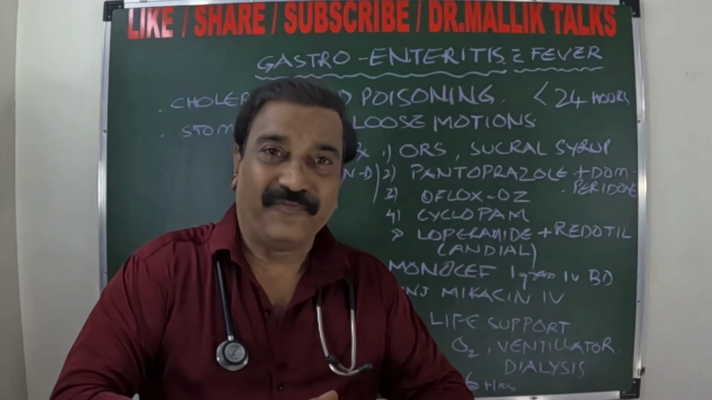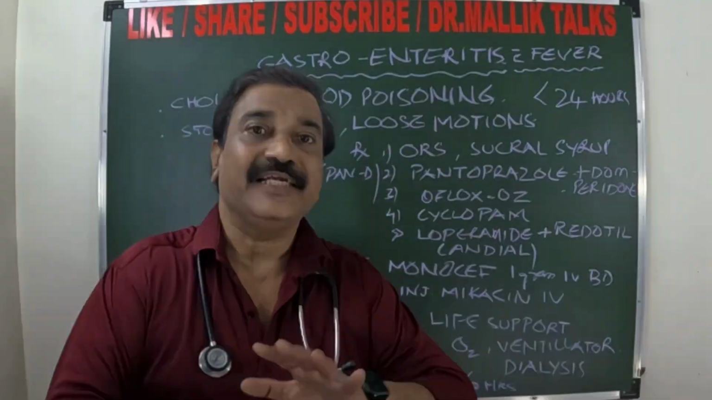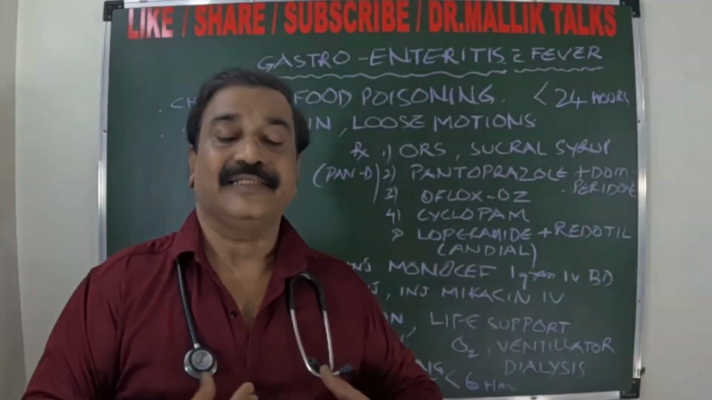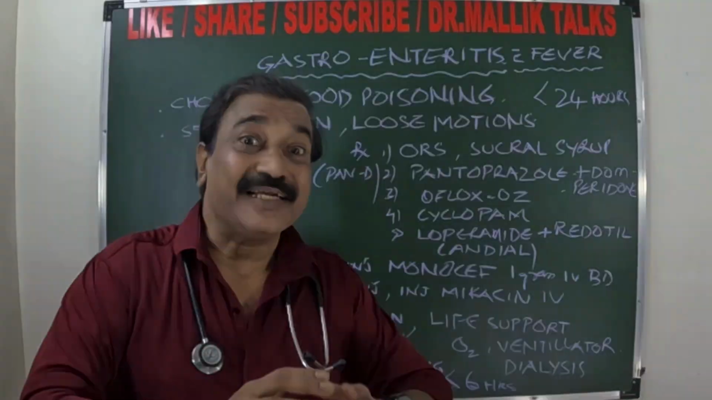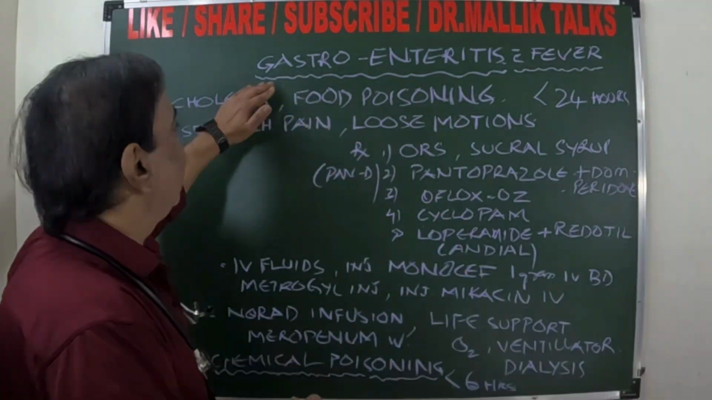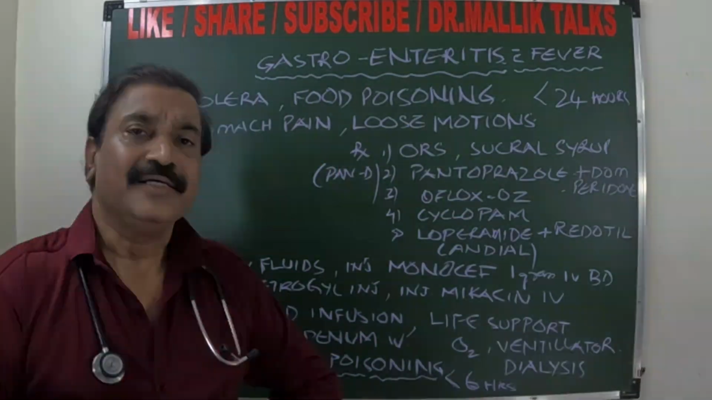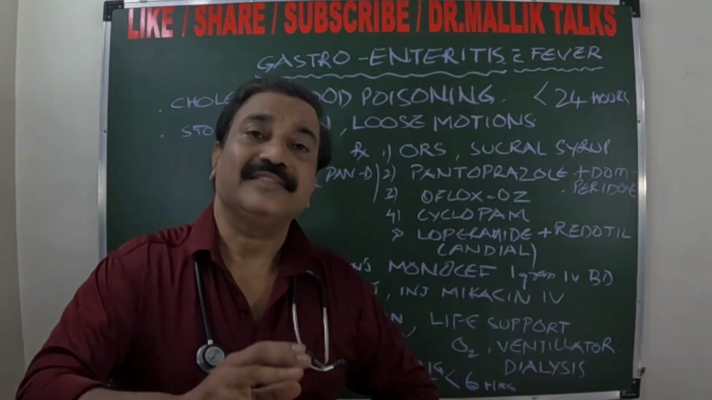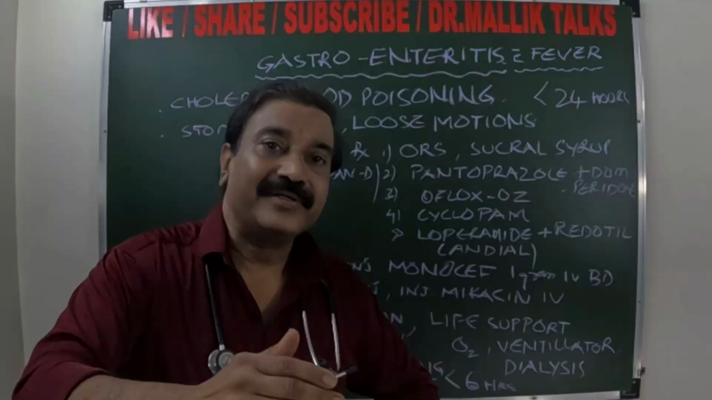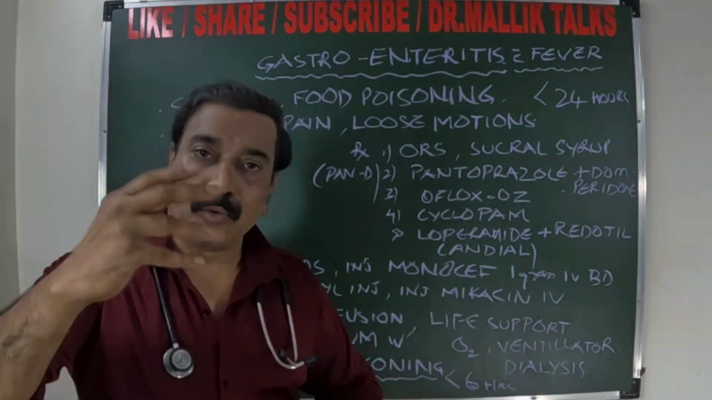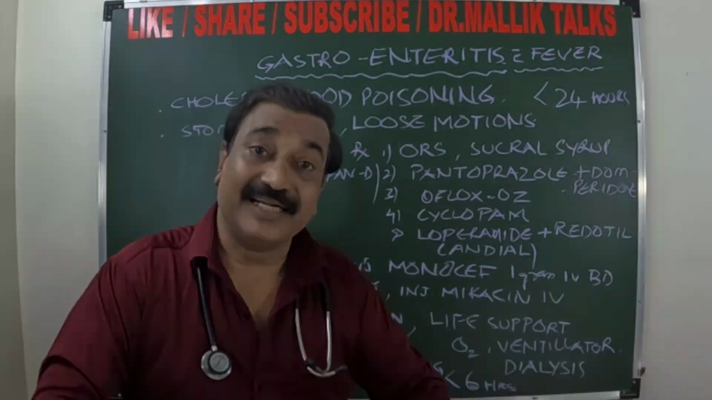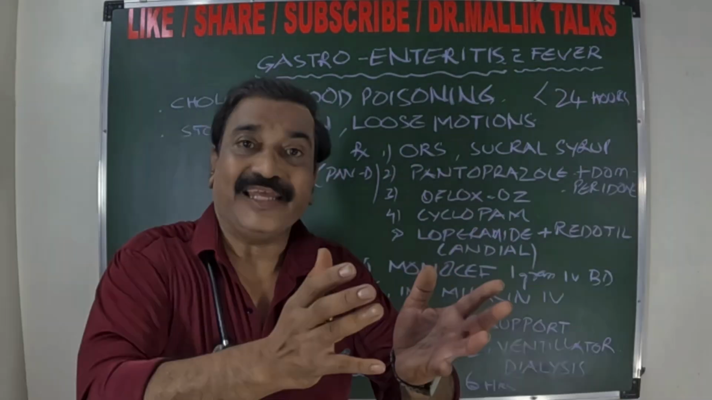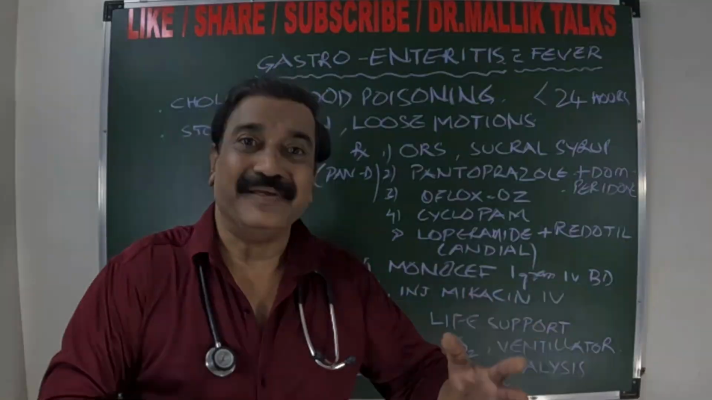Another important variant of fever, which we see in this rainy season, is gastroenteritis with fever. That means the patient had some food or water infection. He must have taken some outside water or outside food which is contaminated, so it can occur to a whole area, or it can be endemic.